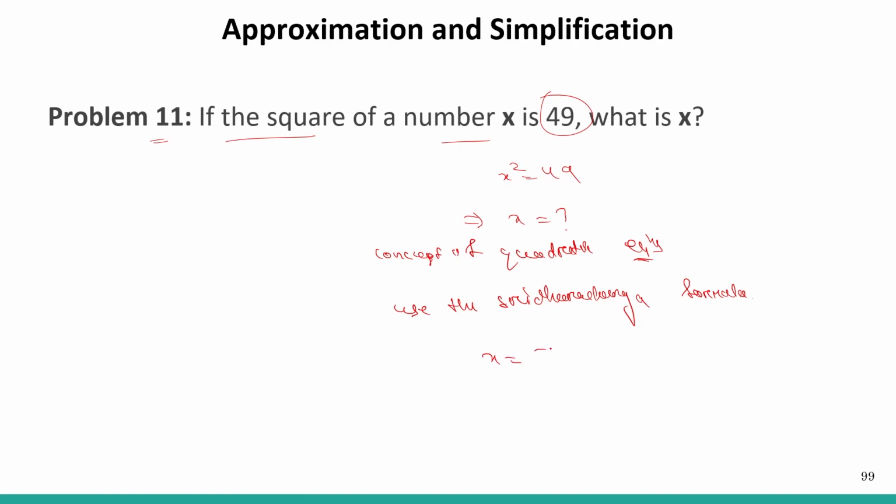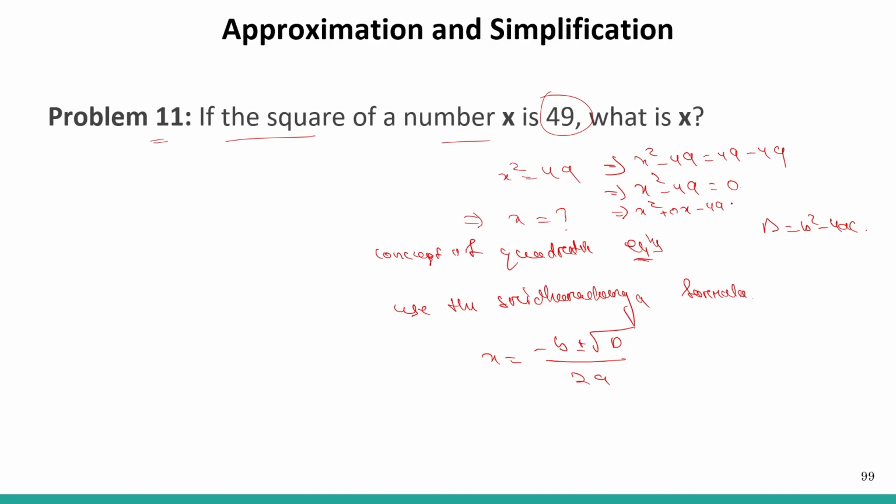It is x is equal to minus b plus or minus root over of d whole by 2a. So d is equal to b square minus 4ac. Here, we can also write it as x square minus 49 is equal to 49 minus 49. So this implies that x square minus 49 is equal to 0, that is x square plus 0x minus 49 is equal to 0. So we can see that b is equal to 0, c is equal to minus 49.